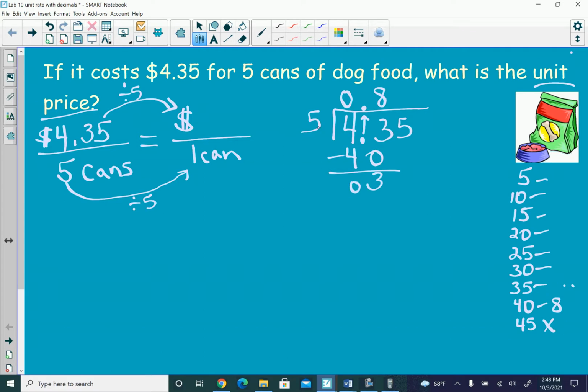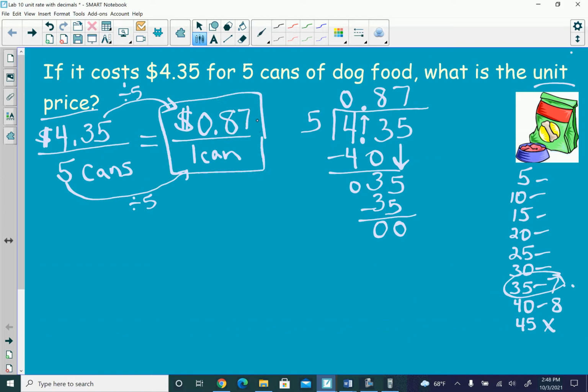And those 3 are not enough to make another group of 5, so we're going to bundle it with this 5. And that'll work, that'll go in 7 times, right? Because 7 times 5 is 35. So 7 groups of 5 is exactly 35. And then there's no remainder. So how much money is it for 1 can of dog food? It's 87 cents for 1 can. So mathematically, the unit price is $0.87 for 1.